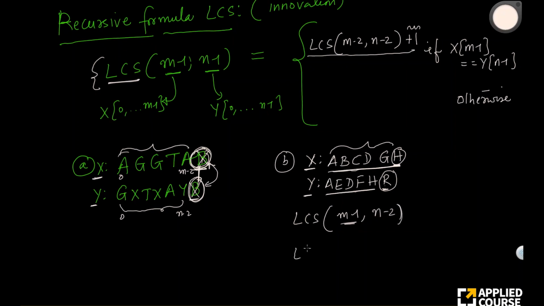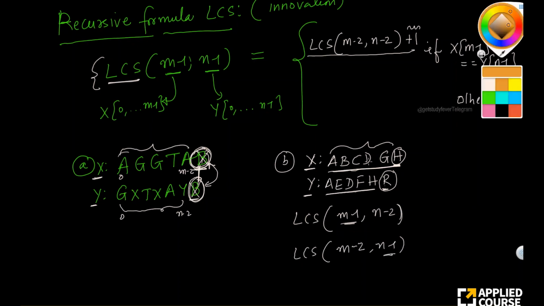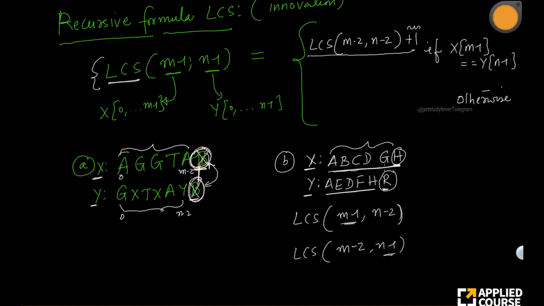And similarly, I'll try to find LCS of the other way around. I'll try to match all the N minus 1 characters. Let me change the color here. The first thing that I'll do is take all the N minus 1 characters of X, look at this, all the N minus 1 characters of X, and from 0 to N minus 2 characters of Y, and try to find the longest common subsequence between this white underlined part and this white underlined part. That's the first part. The second part that I'll do here is this.